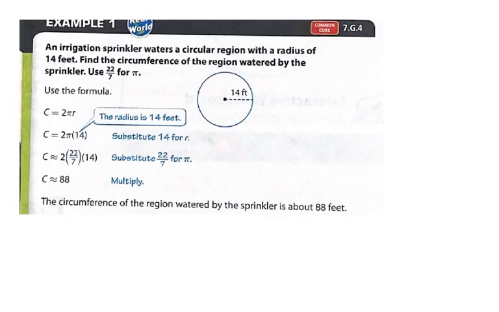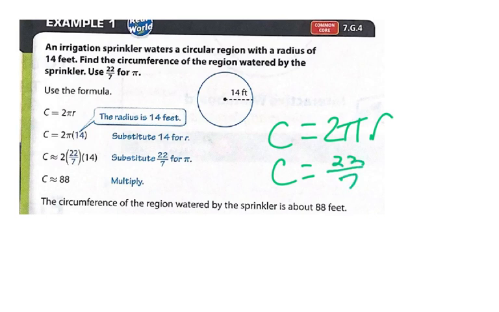So if we look at this one, it's an example. It says the irrigation sprinkler waters a circular region with a radius of 14 feet. Find the circumference of the region watered by the sprinkler. Use 22 over 7 for pi. Well, so here we have circumference is equal to 2 pi r. And they're telling us to use 22 over 7 for pi. So it's going to be that times 2 times 14 for our formula.